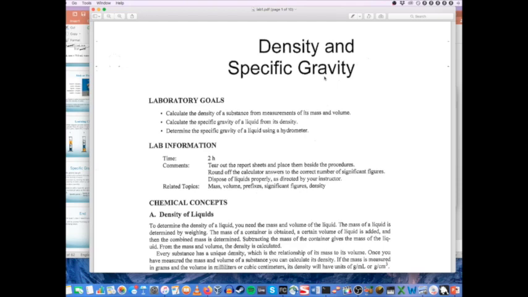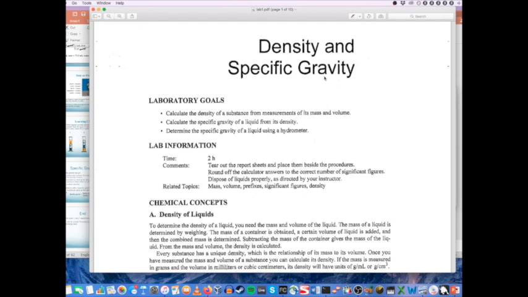Today we are going to be doing the density and specific gravity experiment, which is really just measuring the density of various substances, among them a solid and a couple of liquids. Then we will be measuring the specific gravity of a liquid. I will be modifying the procedure slightly because I was not able to find the correct hydrometer. So we're going to use one that's designed specifically for distilled alcohol to show you the proof of concept.